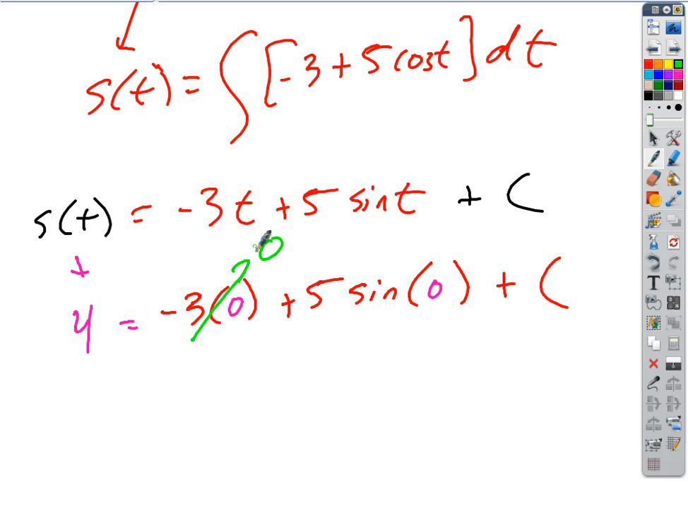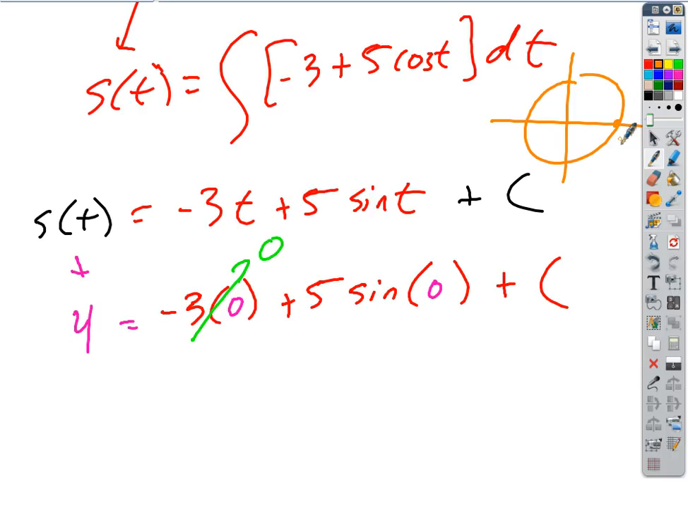What's the sine of 0? Sine of 0 is what? It's either 1 or 0. Zero. That's one of the two. Well, sine is the y value. It's the y value. So what's the y coordinate at that point?